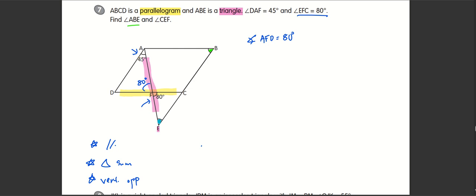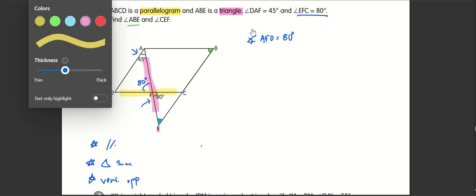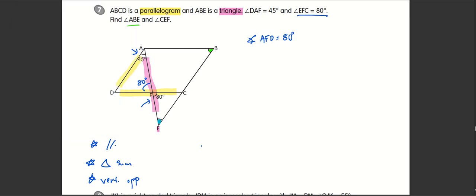With that, I can use the second property that was stated, the sum of angles in a triangle. Look at triangle ADF. With that, I can find this angle here. And you realize it's going to be the same as this angle here, which is the unknown angle ABE. So the unknown angle ABE here is going to be the same as angle ADF, because in a parallelogram, opposite angles are equal.